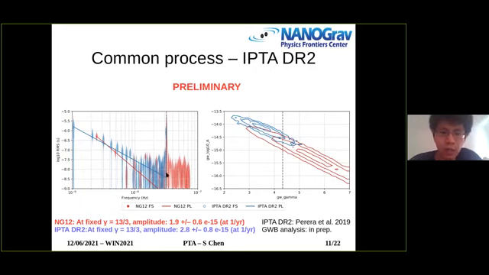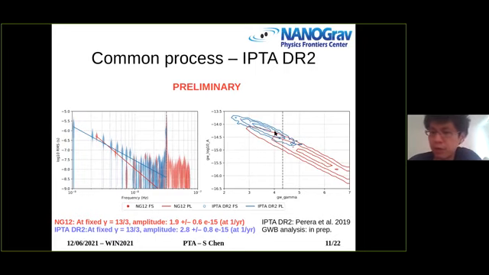So on the left, I plotted the NANOGrav contours that you saw before in red, and the blue are the contours that you get from the IPTA. On the left, you can see that the time span is longer, so you can reach into lower frequencies, and the extra power that you see is still there. So you see more deviations away from just white noise. And on the right, you see a contour for the power law that's now closed.